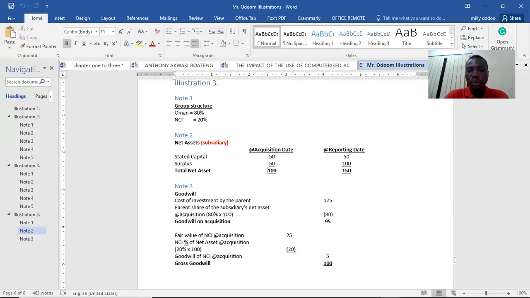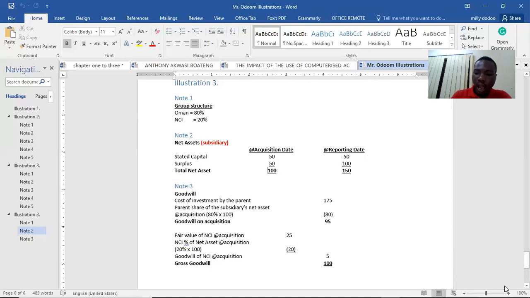Then you continue to note 3, where you look out for your goodwill. In an attempt to determine your goodwill, you look for the goodwill belonging to the holding company or the parent company. And then you also look for the goodwill belonging to what? Or associating to the NCI, the non-controlling interest.